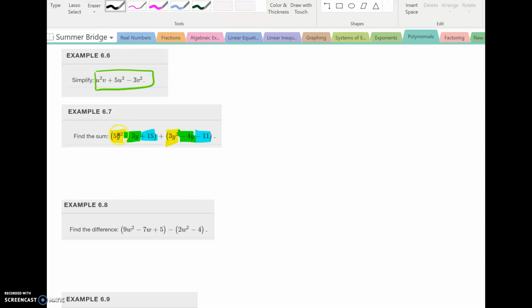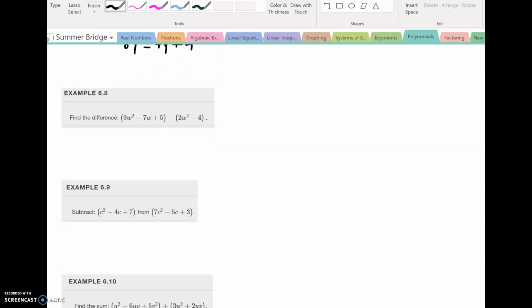I'm going to add my two yellows together. So I have 5y squared plus 3y squared is 8y squared. I have negative 3y plus a negative 4y. That's going to be a negative 7y. And then I have 15 plus a negative 11, and that is going to give me a positive 4. And that is the simplification. That's the sum of two trinomials. All right.